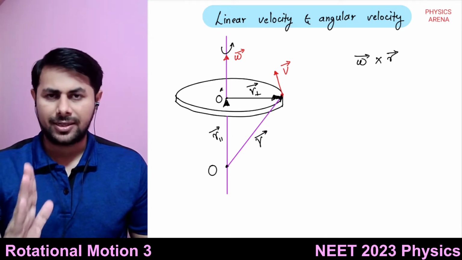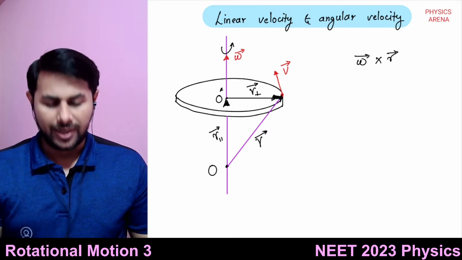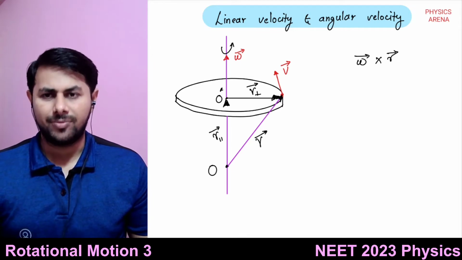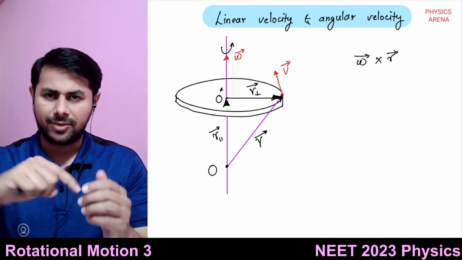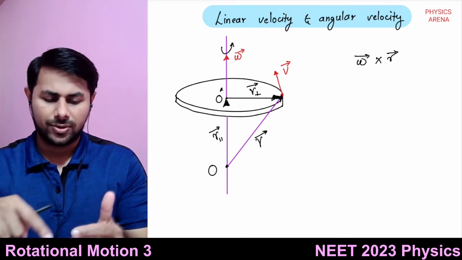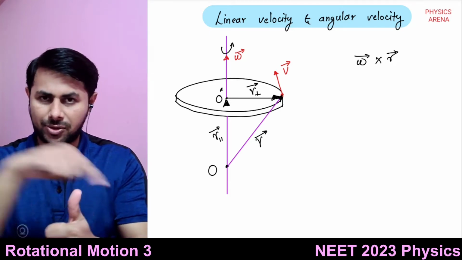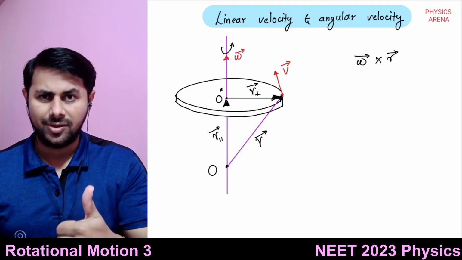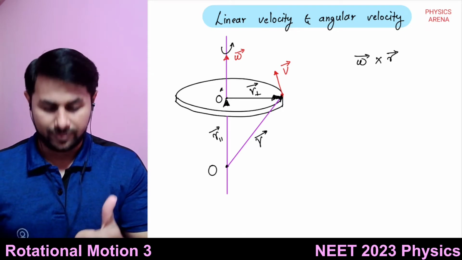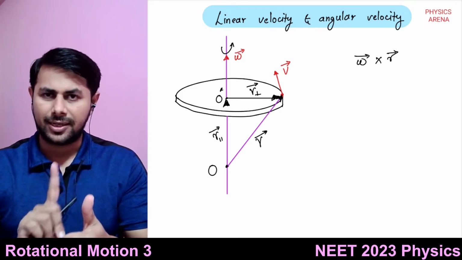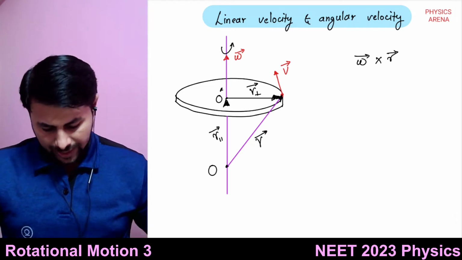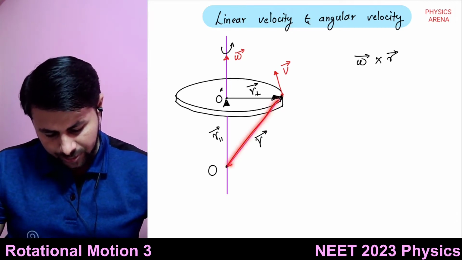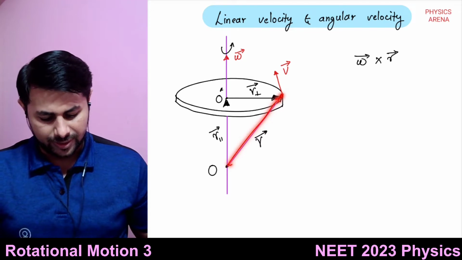So omega bar is directed vertically upwards. Why? It is the right hand thumb rule. Our particle is revolving in circular motion, so we curl our fingers in direction of motion of particle and stretch our thumb. Our stretched thumb gives the direction of angular velocity. So omega bar is directed vertically upwards, and r bar is position vector of this particle, right?